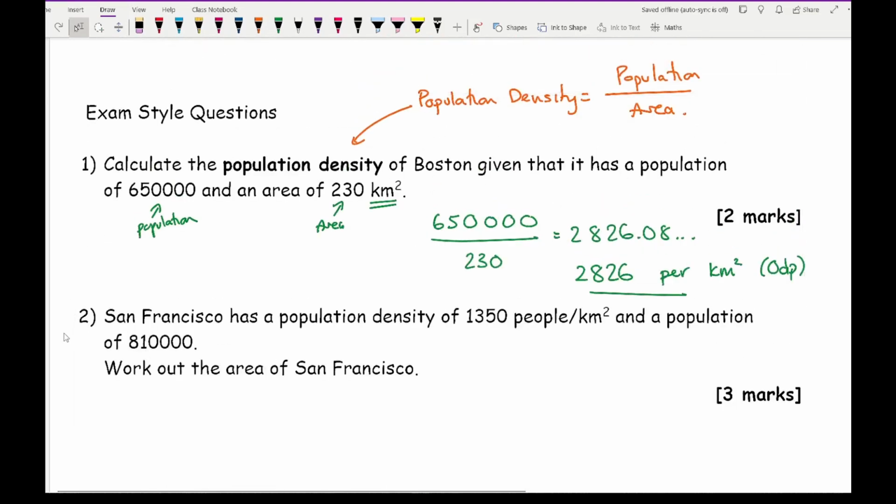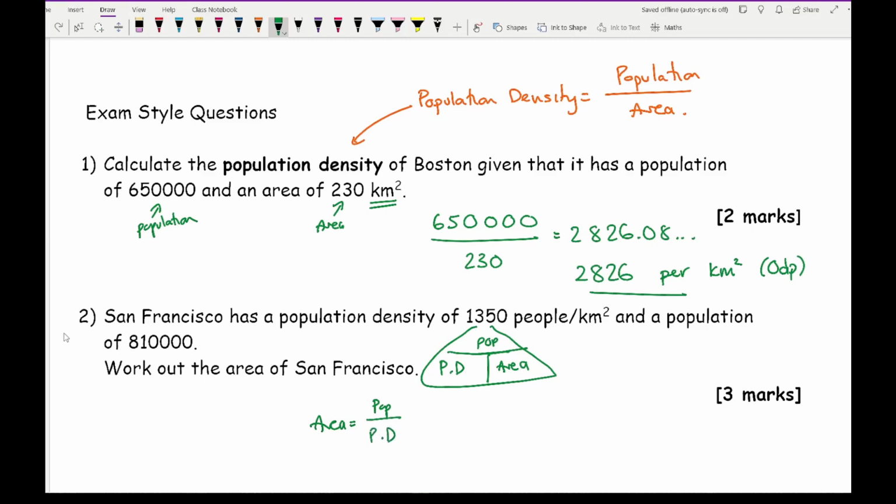Then moving on to the next one, we're moving on to San Francisco. It says San Francisco has a population density of 1,350 people per square kilometre and a population of 810,000. The question is asking us to work out the area of San Francisco. If we look at the formula now, if you remember the triangles, if I call population density PD, we know that's equal to the population divided by the area. If I turn that into a triangle, which you may be familiar with from science, force and mass and distance, speed, time, then to work out the area, area is going to be equal to the population divided by the population density.